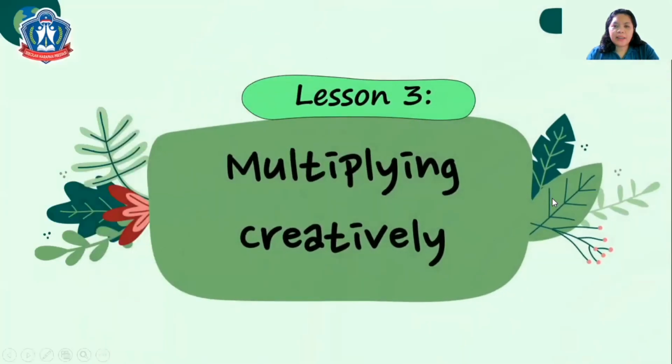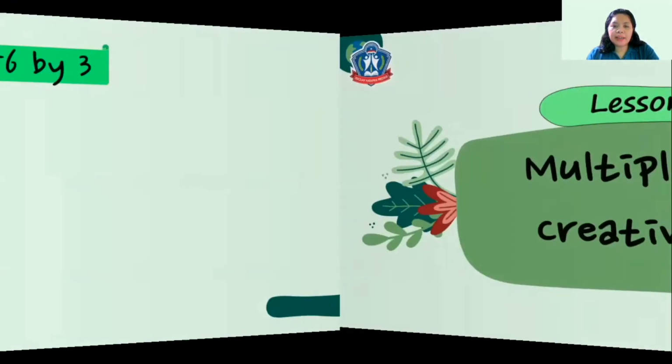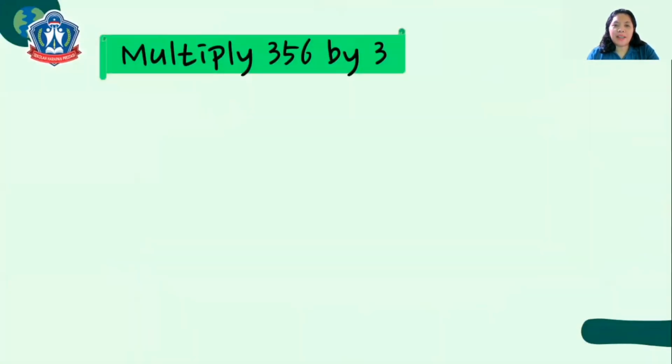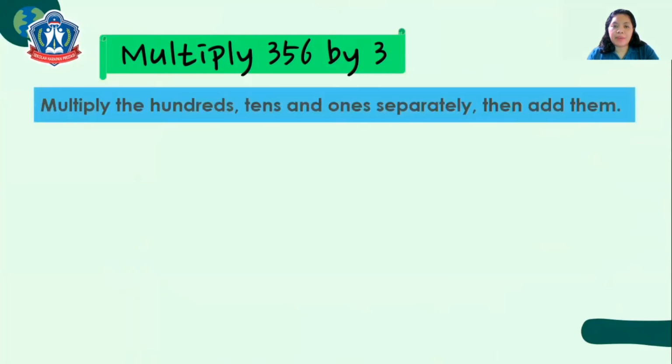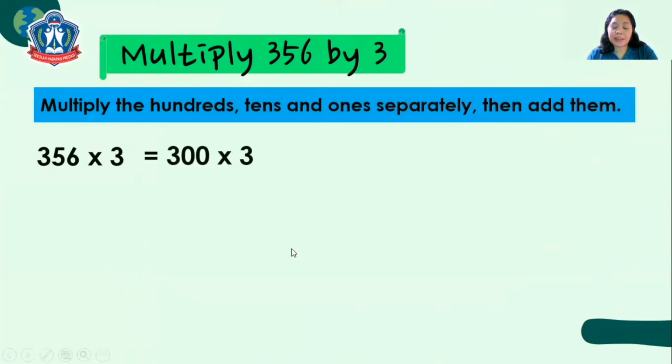Now let's go to lesson 3, multiplying creatively. So how to multiply creatively? I have here some examples. Let's multiply 356 by 3. So to multiply this number, let's multiply first the hundreds, then the tens and ones separately, then add them. So 356 times 3 is equal to 300 times 3 plus 50 times 3 plus 6 times 3.